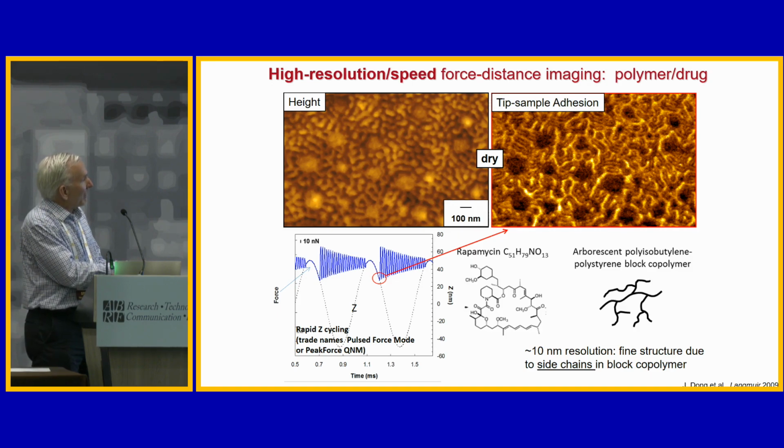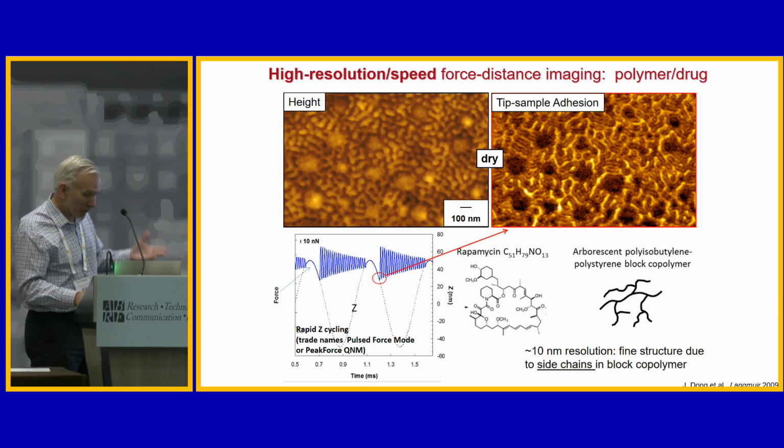The polymer is this complicated arborescent thing. And we've looked at more conventional linear polymers of the same type, and they don't have this very fine substructure that you see here. So you're really rendering something on the order of 10 nanometer substructure that derives from the branch morphology of the polymer itself. Okay, so that's conventional nanomechanical imaging.